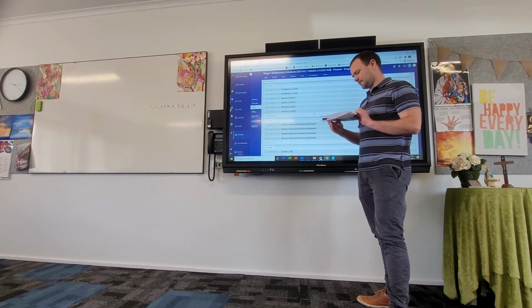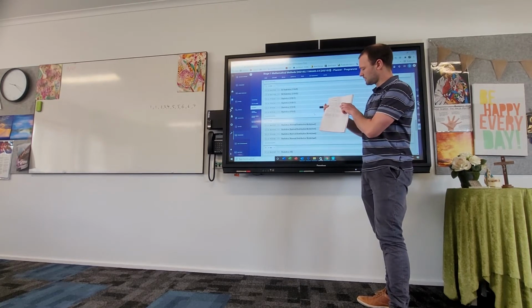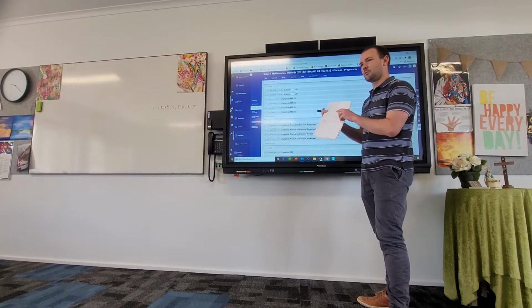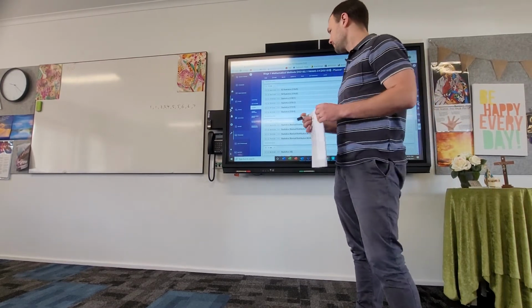11C and 11D. But if you look at the checklist there, you're only doing one or two questions from each. So it's not an outrageous amount of work, and it is easy maths as well. You should find that you breeze through it pretty quickly.